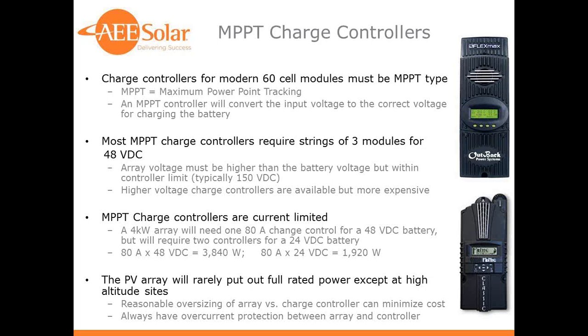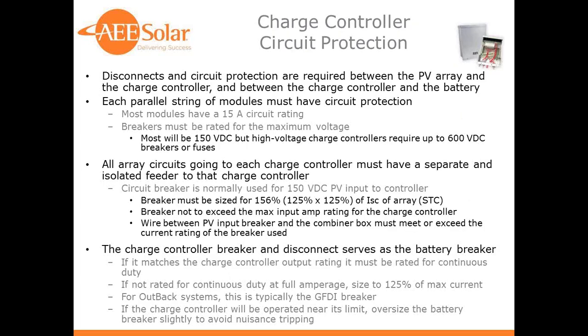PV arrays do rarely put out their full rated power except at high altitude sites. But you might have things like snow reflectance, very cold weather, other things where you'll see full output. But typically it's slightly less than what the rating of the module is.